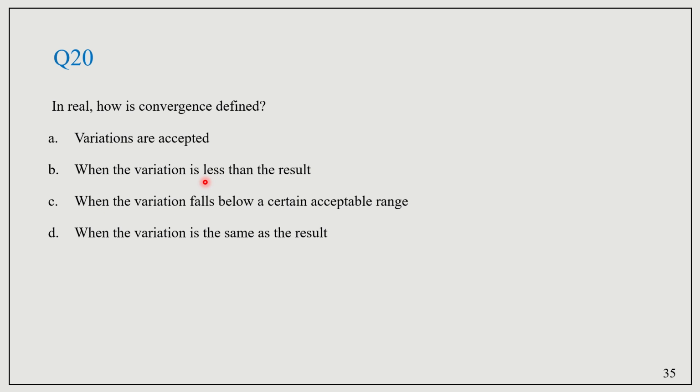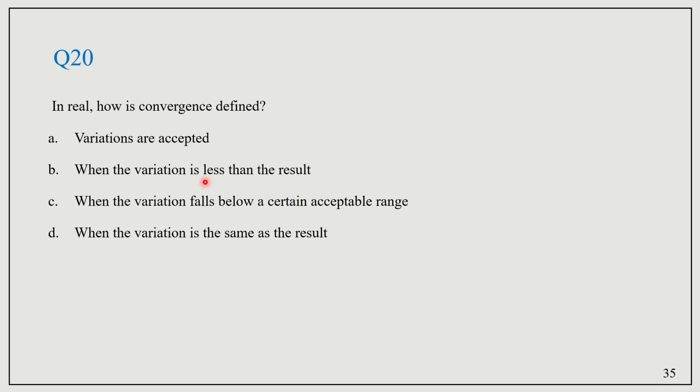So how is convergence defined? Variations are accepted: convergence has nothing to state that a variation is being accepted. So option A is false. Option B, when variation is less than the result. Variation and result, variation is a difference.